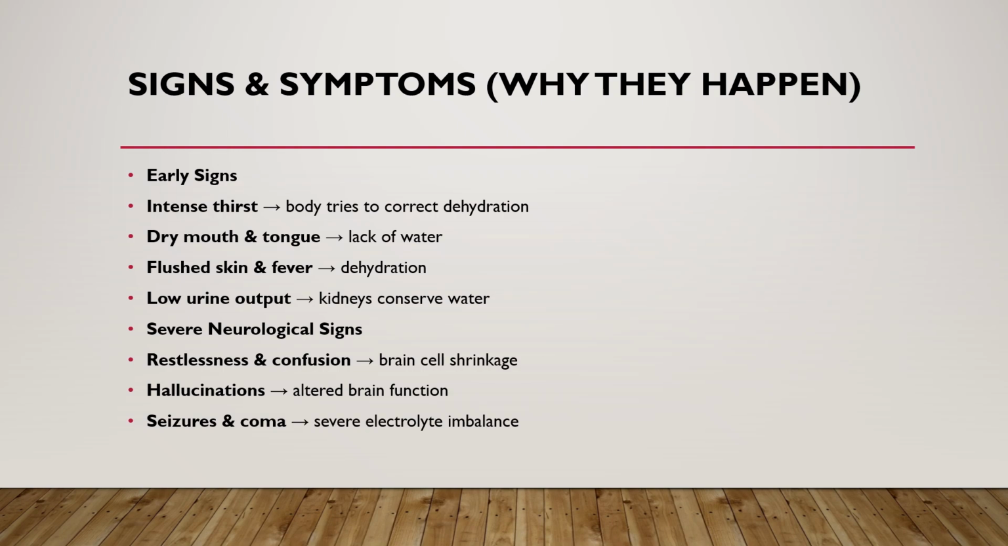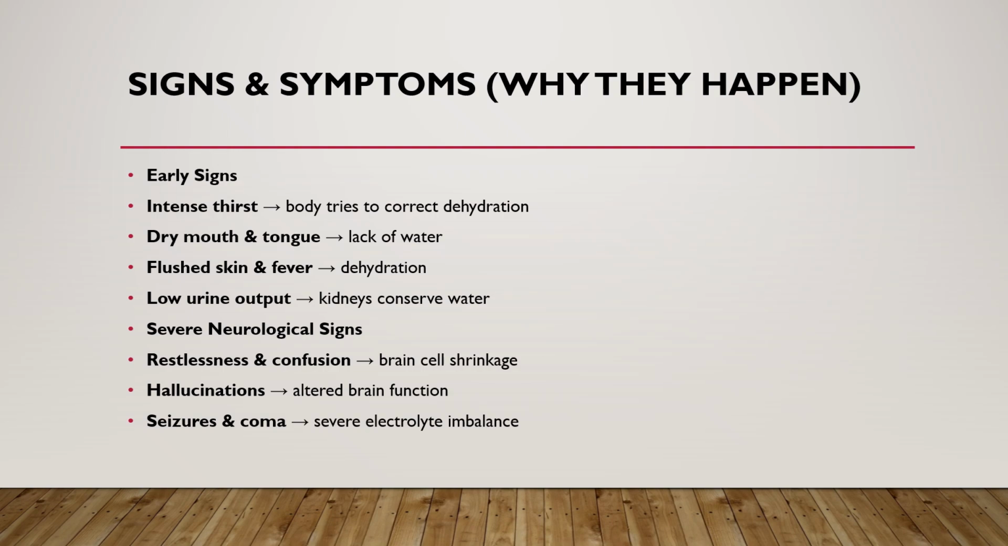We have low urine output because at this point a lot of water has been lost. So the kidney will try to conserve the little water available because already the osmolarity of blood is very high. So reabsorption has to take place in order to dilute the sodium level in blood. Then we have severe neurological signs that you need to note.